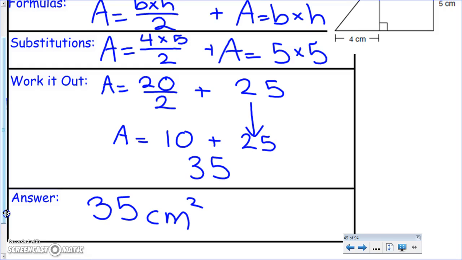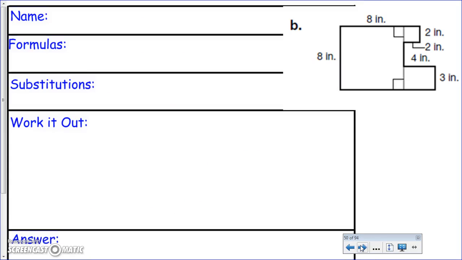And it's important we remember to use the unit, and also that we remember to put the little 2 after it to show area. All right, continuing on to B here. If we take a look, we have 2 squares and a rectangle. So we're going to write square plus rectangle in the name line.